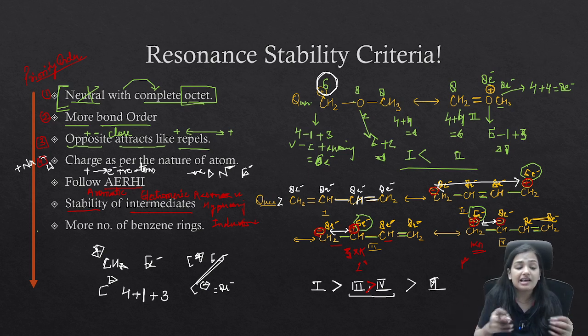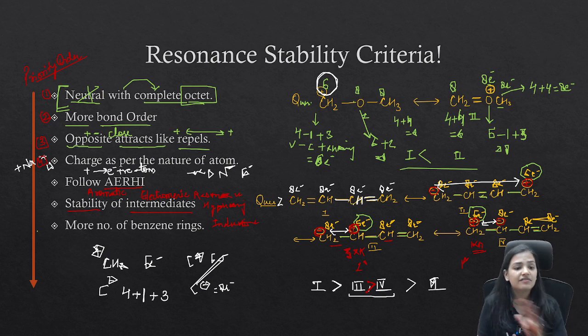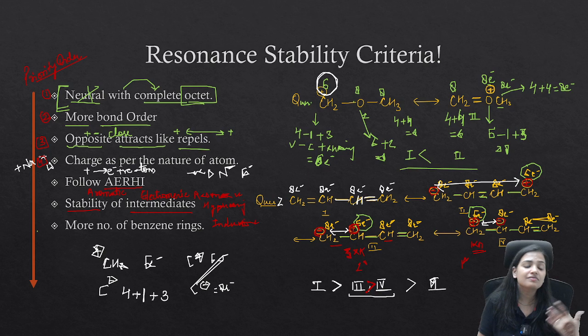Follow ARAHE, a short form. A is for aromatic. If you find that the structure is cyclic, having delocalization of pi electrons, is planar as well, and following the Huckel rule, everything is there, then yes, it is aromatic, and because of this aromaticity, it will be stable.